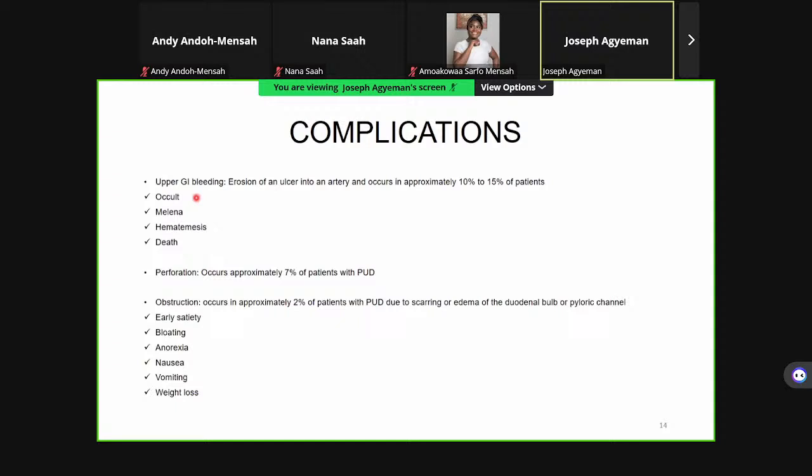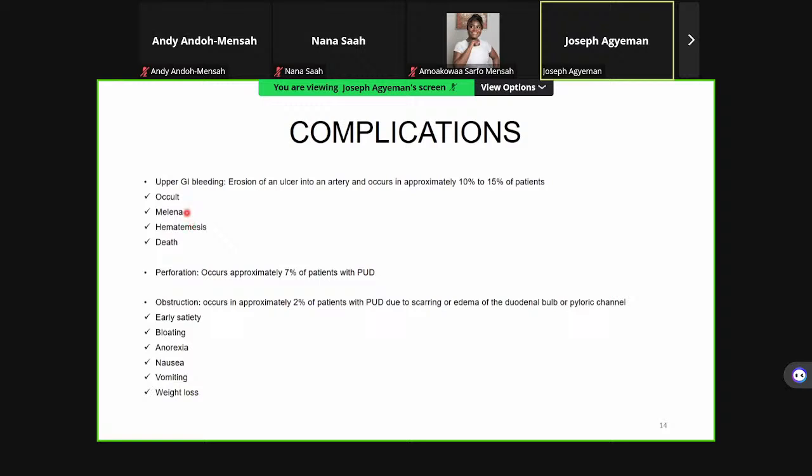So GI bleeding, that is upper GI bleeding, can occur. But normally it is occult, secret, so you may not see the blood. The bleeding may be occult in nature, unless you examine the feces of that person microscopically, then you may see blood in there. So in most cases, the GIT will be bleeding from peptic ulcer disease, but it may be occult. You may also have melena, black tarry stools.